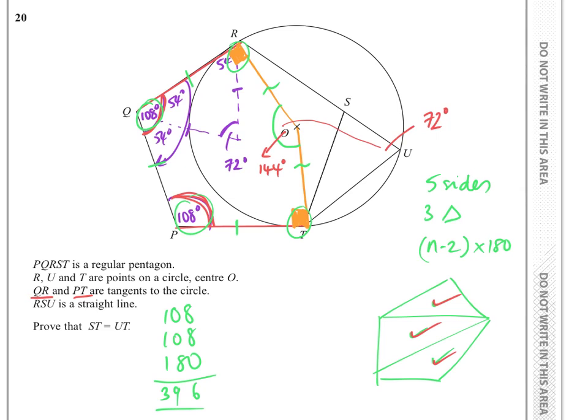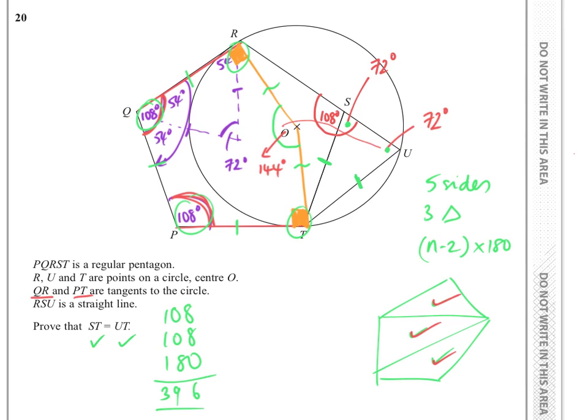Now, the nice thing about this is that when we have our regular pentagon here, because these are 108, then this is 108 as well, which means that that angle must be 72. Why? Because angles on a straight line add up to 180. So we've done it now, because we've got base angles here, and therefore it's an isosceles triangle which forces this length to be the same as this length. Therefore ST equals UT.